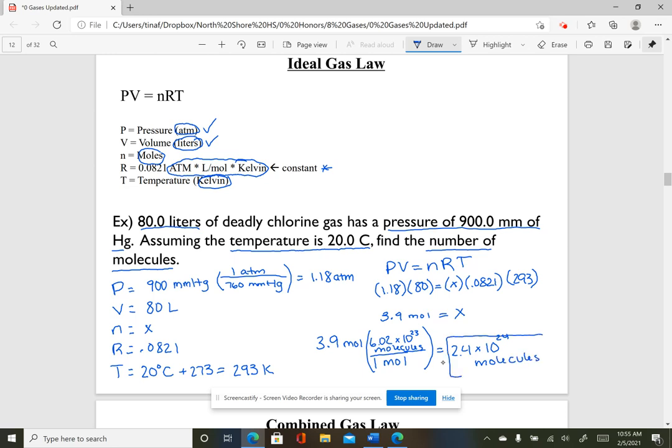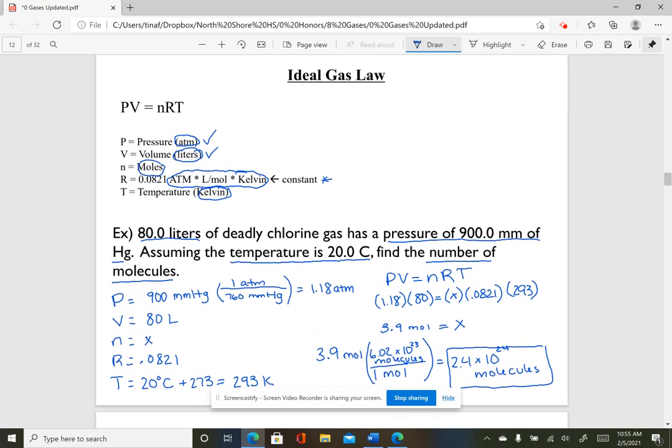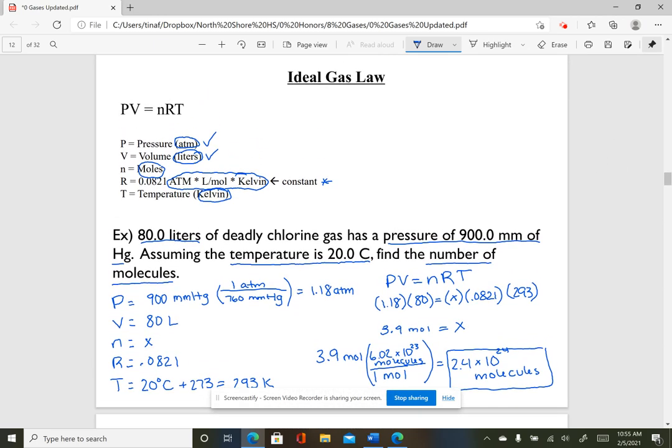Okay. And guys, they can ask you to solve for anything in this equation. So you're always just going to figure out what you're given, make sure they're in the correct units, and do some algebra. Okay. We will get into the combined gas law in our next video. Here's one last practice question.